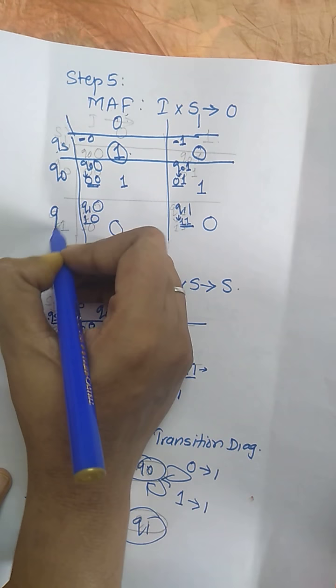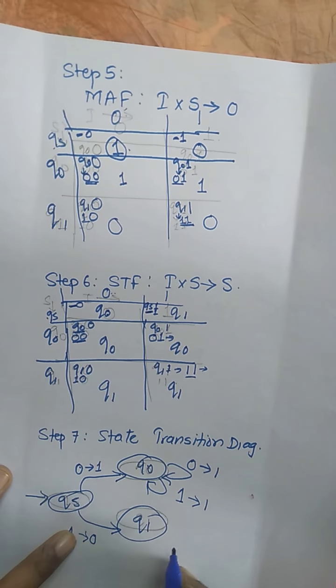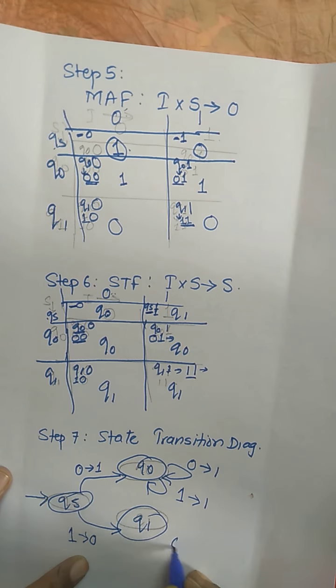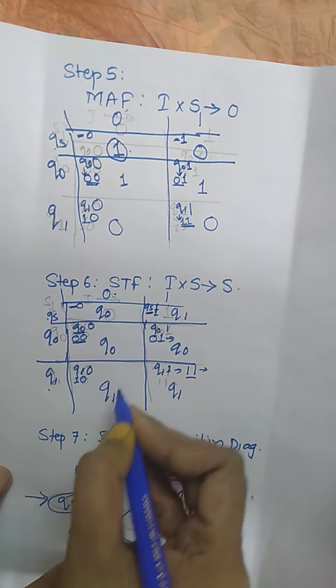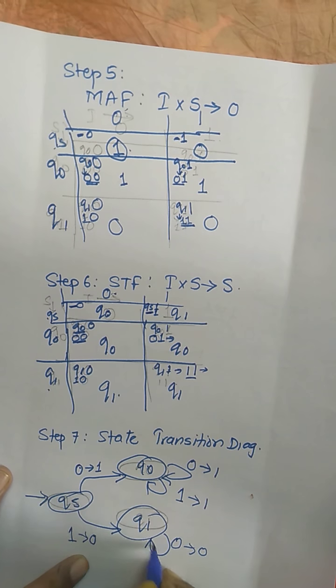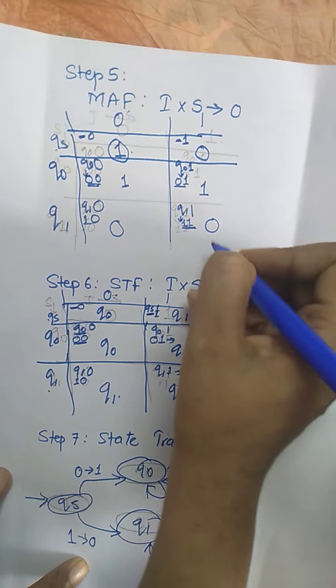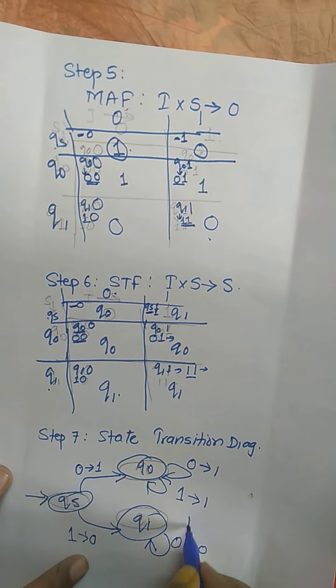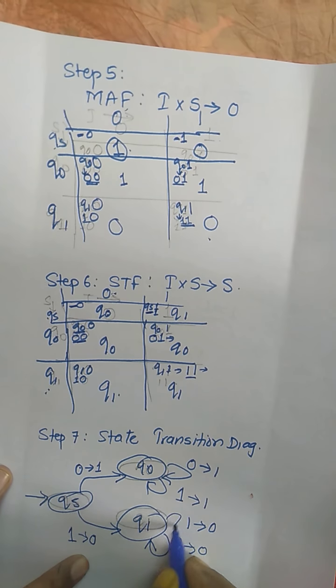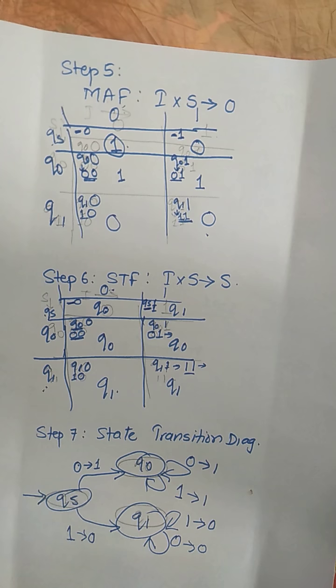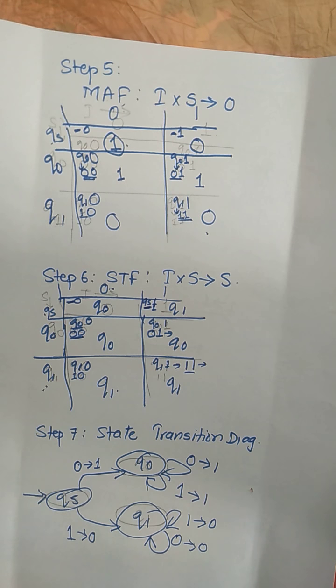Now Q1 on 0 produces output 0. Where is it going? Q1 on 0 goes to itself. Q1 on 1 produces output 0. Where is it going? Q1 on 1 goes to Q1 itself. So this is how we have completed the FSM for binary numbers starting with 0.